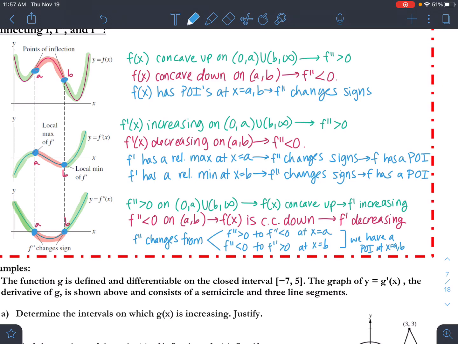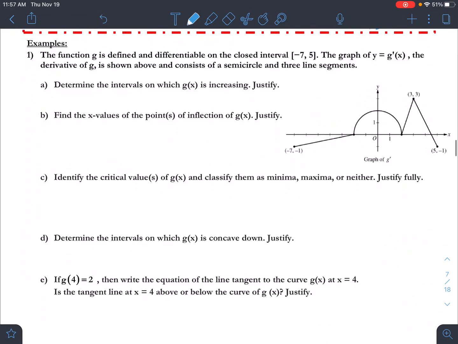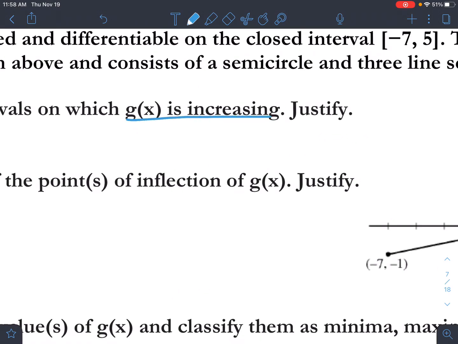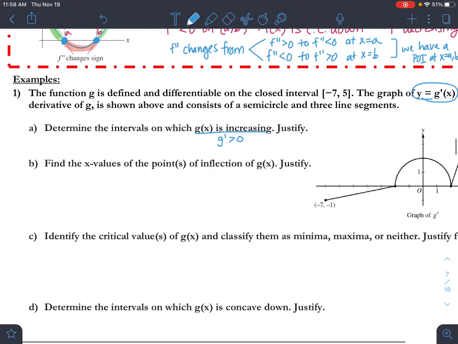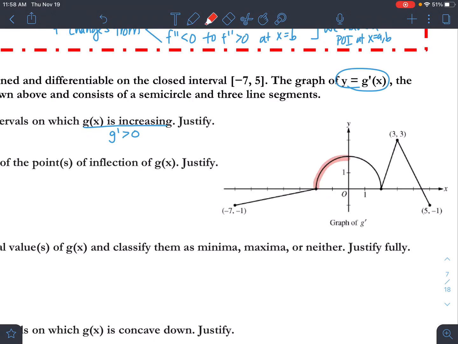We're actually just going to try example 1 and work through some stuff we already know and add in some of the second derivative stuff. So take a look. We are looking at a graph of g prime, so very important. We're looking at the derivative graph, and it has a semicircle and 3 line segments. So the first thing we're going to do is part A. It says, where is g of x increasing? So g of x increasing means g prime is positive. Okay, so it's definitely something to look out for, and just being able to kind of translate that. So where is g prime positive? It's positive here and here.